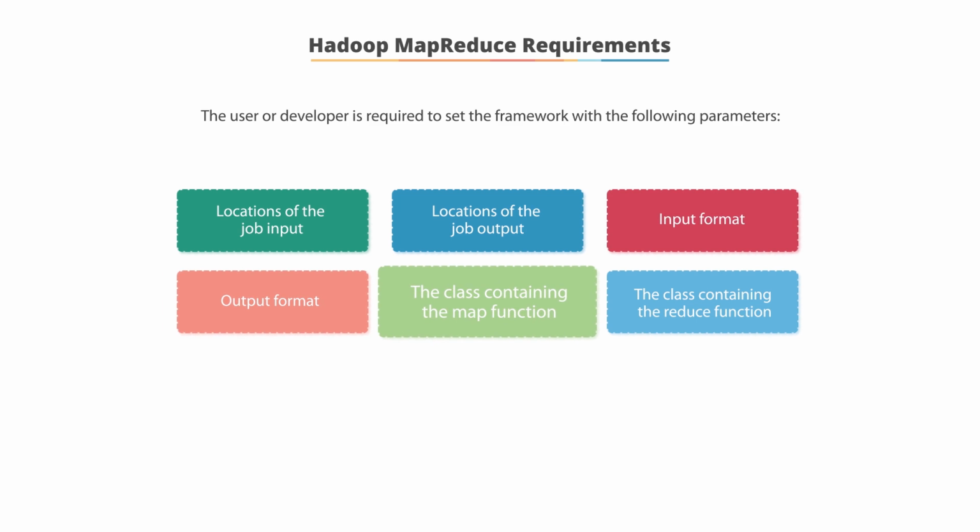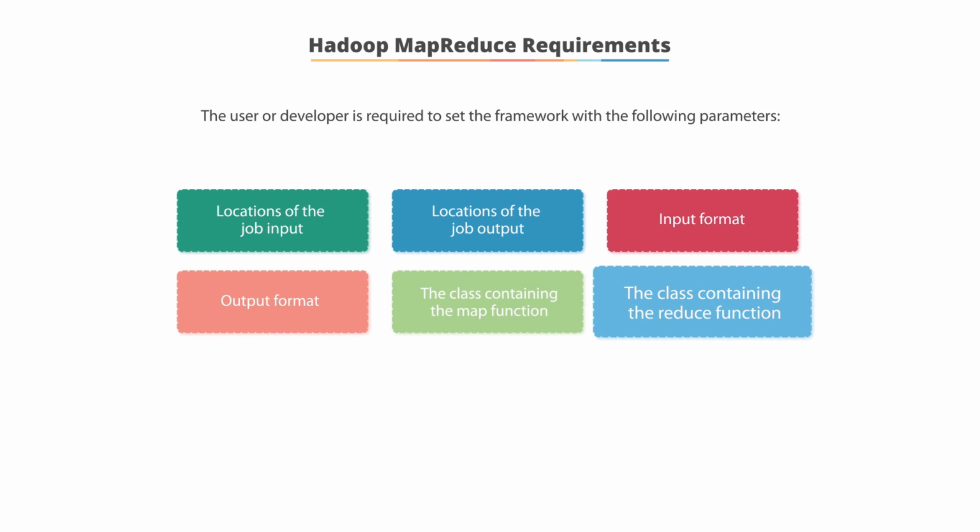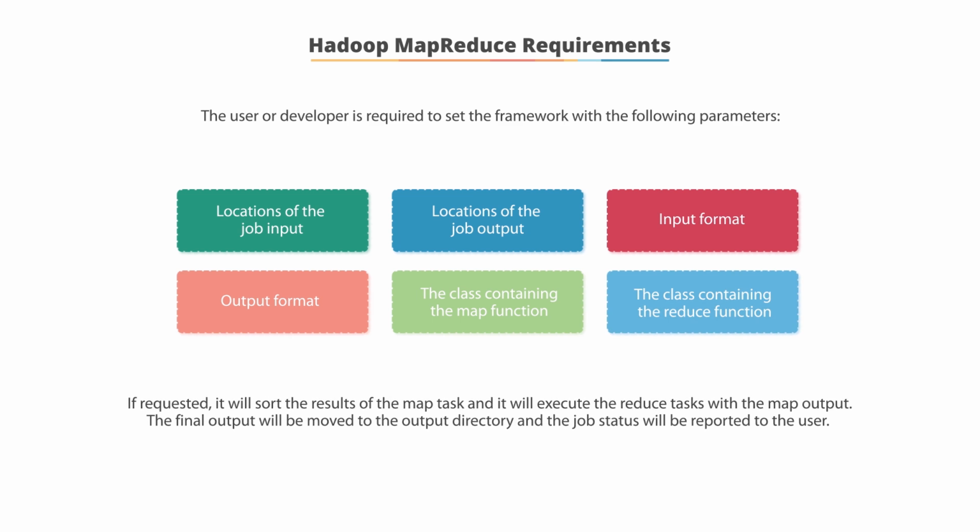Define a class containing the map function, and then a separate class containing the reduce function, which is optional. If a job does not need a reduce function, there is no need to specify a reducer class in your code. The framework will partition the input, schedule, and execute map tasks across the cluster. If requested, it will sort the results of the map task, and it will execute the reduce tasks with the map output. The final output will be moved to the output directory, and the job status then reported to the user.